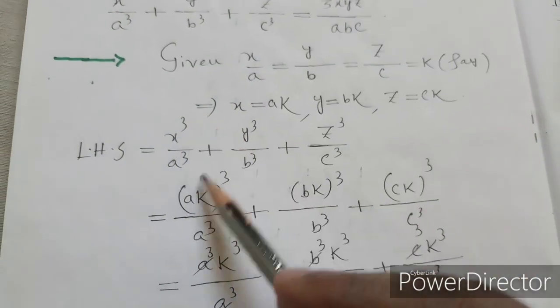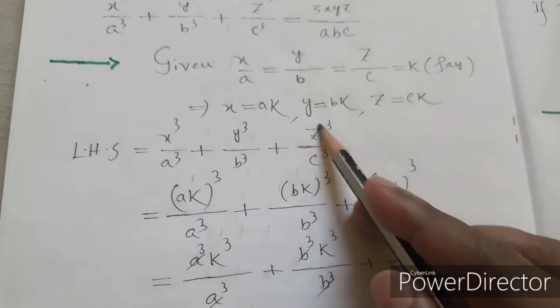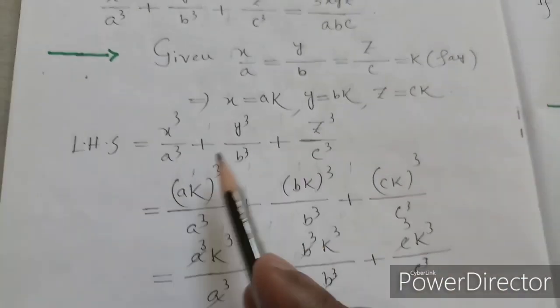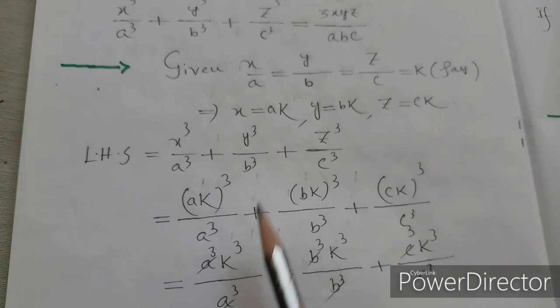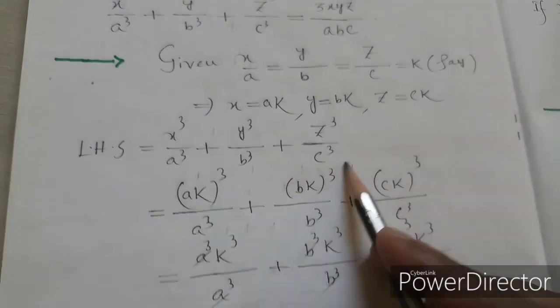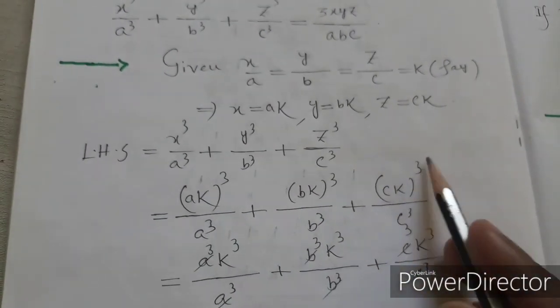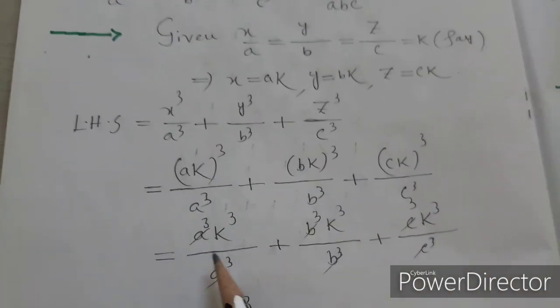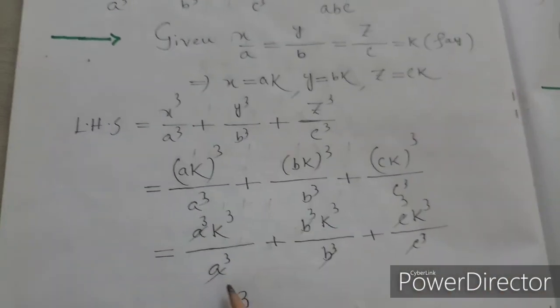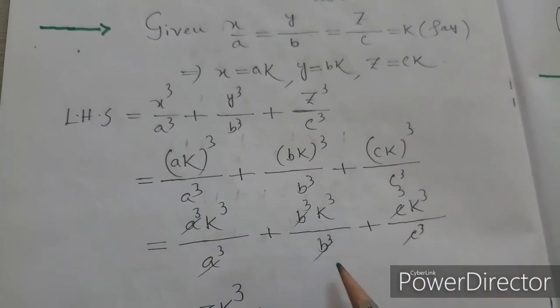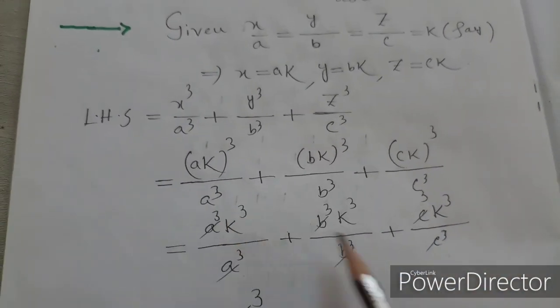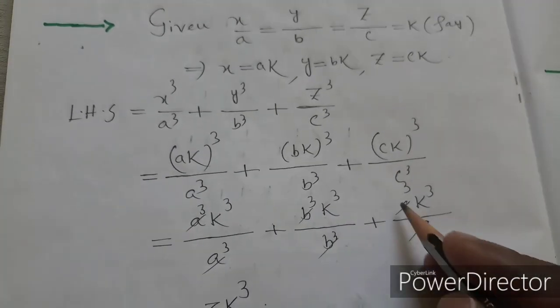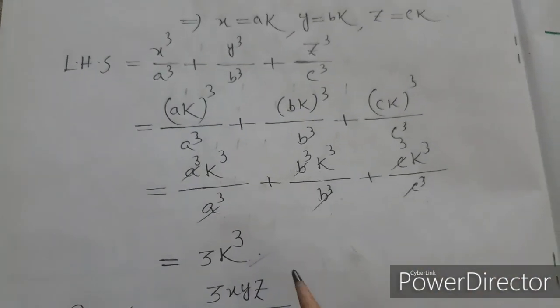So now x cube by a cube plus y cube by b cube plus z cube by c cube. So now what is the value of x? ak. So (ak) whole cube by a cube plus (bk) whole cube by b cube plus (ck) whole cube by c cube. Got it? So a cube into k cube by a cube plus b cube into k cube by b cube plus c cube into k cube by c cube. a cube cancels out, b cube cancels out, c cube cancels out. So this should be 3k cube.